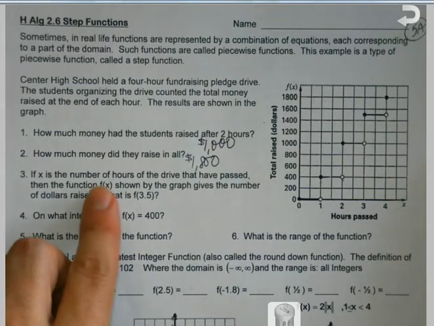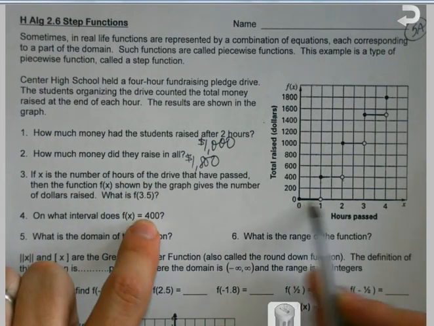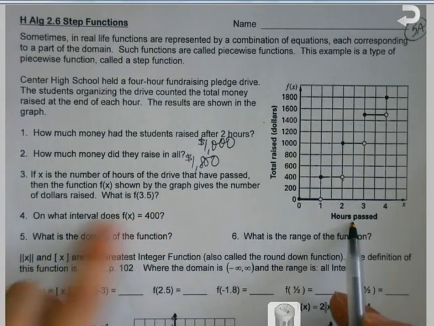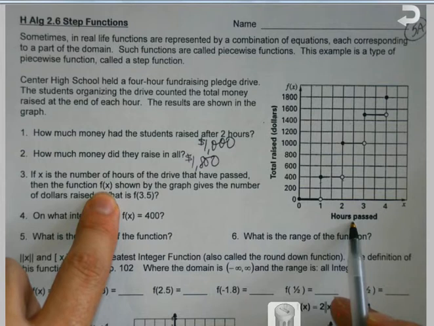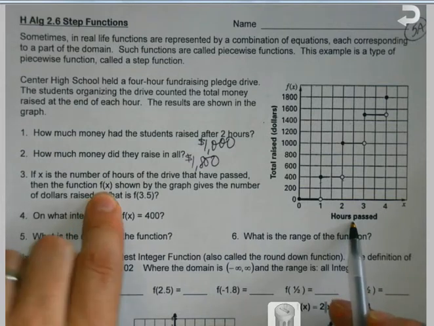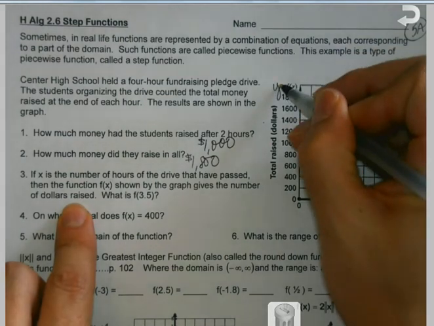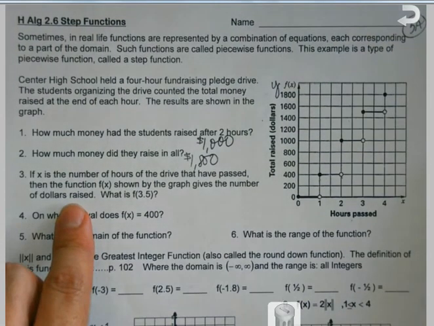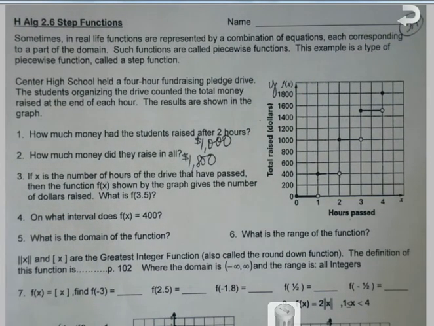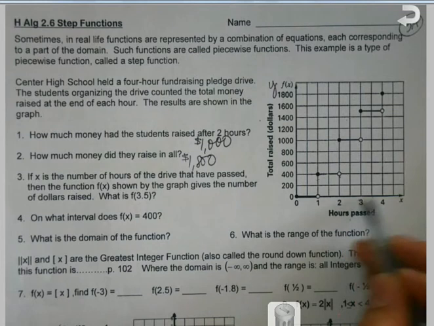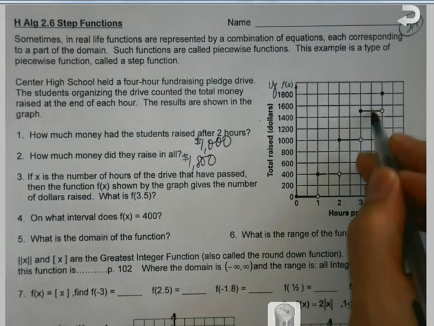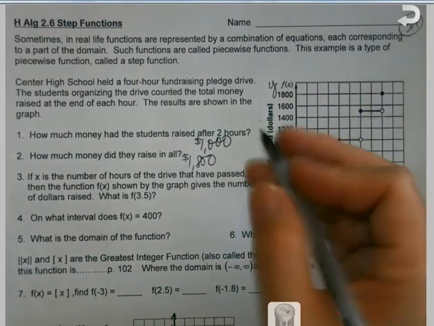So if x is the number of hours of the drive that have passed, it's on the x-axis, that makes sense. Then the function f of x, fancy way of saying y, shown by the graph gives the number of dollars raised. Okay, f of x, otherwise known as y. So what is f of 3.5? How much had they made at the 3.5 hour mark? 1,500, because here's 3, here's 4. Here's my 3.5. And if I go up, there's my dot. It's on my 1,500.